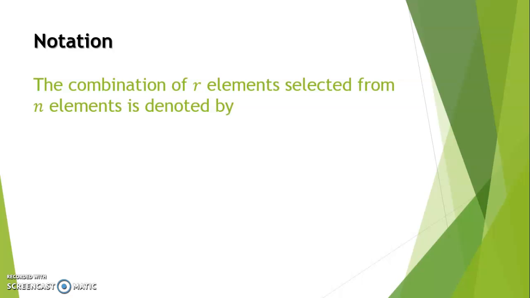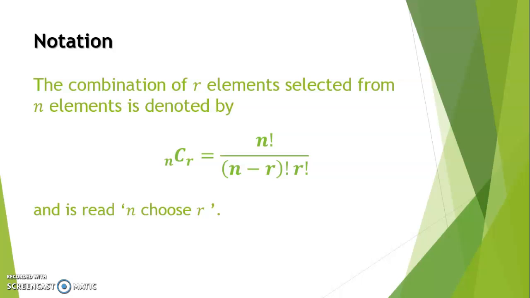The combination of r elements selected from n elements is denoted by nCr. So notice how the formula resembles a little bit that of a permutation, but with that extra r factorial divider. Again, the purpose of that r factorial divider is to remove the repetitive nature of the scramblings of the same elements, because we don't want to consider different orders as being different outcomes. We read nCr as n choose r. So you see already the word permute and choose makes a big difference in terms of how we count.